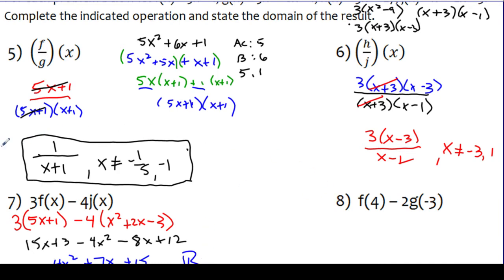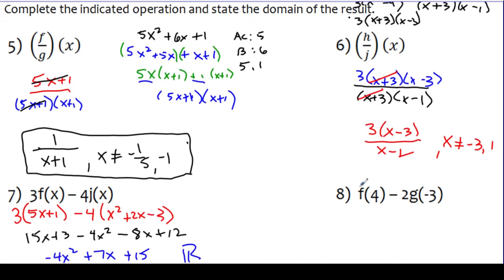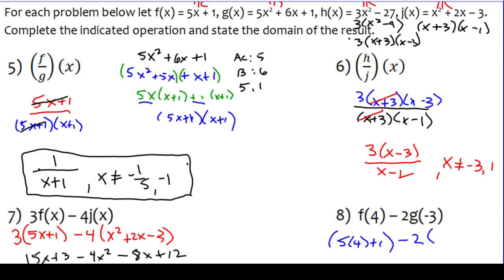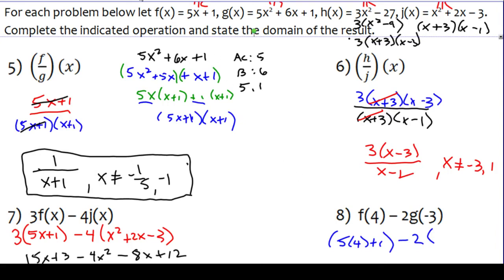Okay, your last problem here is similar to problem number 7, okay, but they're telling us what to plug in. So they're actually saying do f of 4. So f again is still that 5x plus 1. So I'm going to say 5 times 4 plus 1, okay, minus 2 times g. Let's go up and see what g looks like. G is the 5x squared. All right, so we'll just leave it. So I'm going to say 2 times g of negative 3 is going to be 5 times negative 3 squared plus 6 times negative 3 plus 1. I can fit that in there, okay?